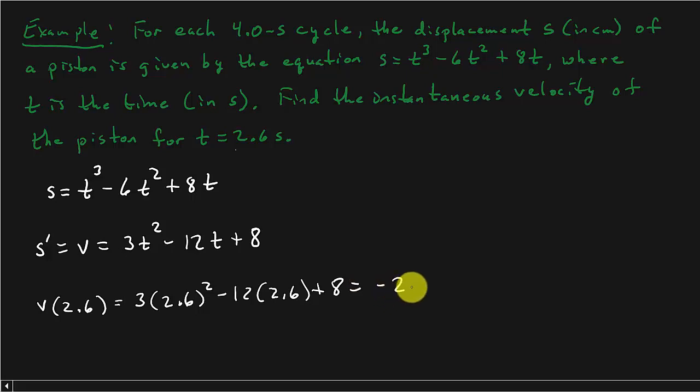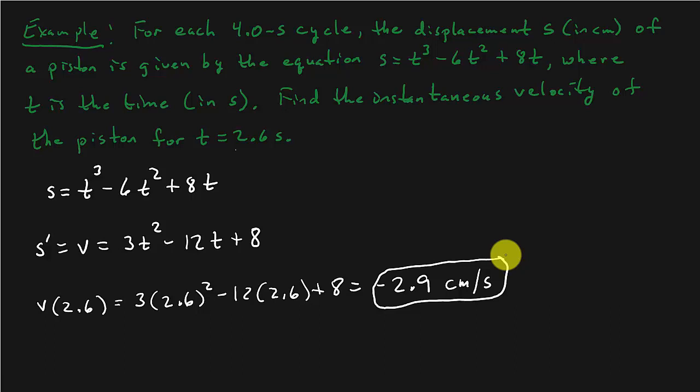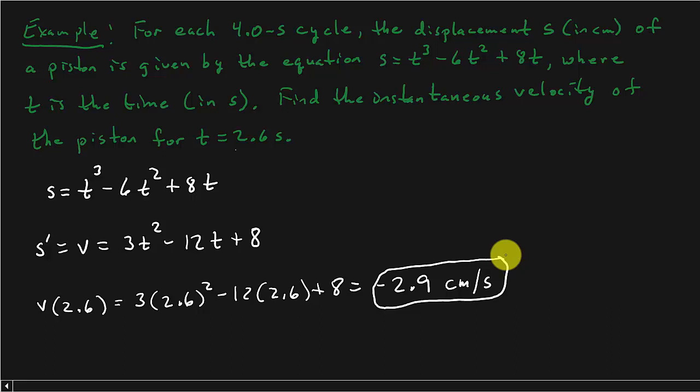That is negative 2.9, and we're in centimeters, and that's centimeters per second. So there's your instantaneous velocity. What that tells us is the piston is moving at negative 2.9 centimeters per second, and it's moving in a negative direction when t is equal to 2.6 seconds.